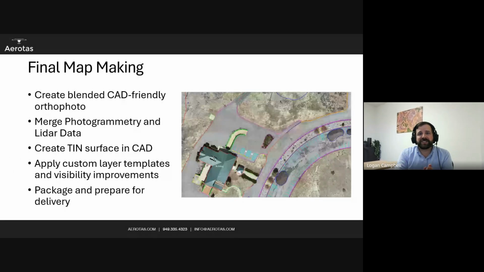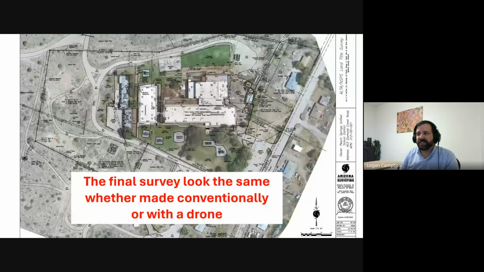Because what I always like to say, when you go through all these steps, the end goal is a map. And the final survey should look the same, whether made conventionally or with the drone. That's what this is about as we start to wrap things up, is to create a final map out of all of it.